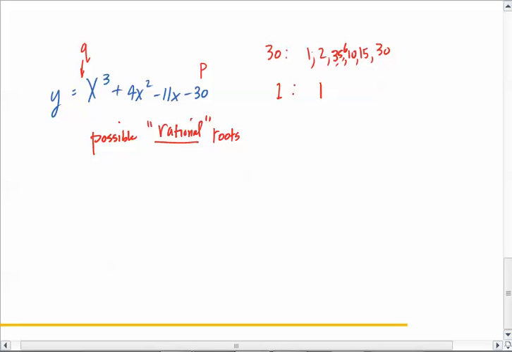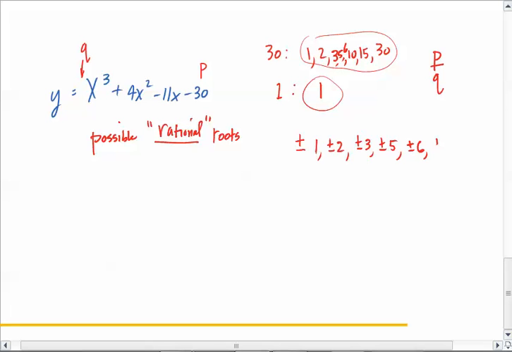So here's what we do. We take all of the factors of the P and we set them over the factors of the Q. Well, in this case, the Q only has one factor, so this is going to make a nice easy list, and we have to consider both the positive and the negative versions of them. So here is my list: plus or minus 1, plus or minus 2, plus or minus 3, plus or minus 5, 6, 10, 15, and 30. And you might be saying, Miss Savelle, you're kidding me. All of those are possibilities. Yes, they are.